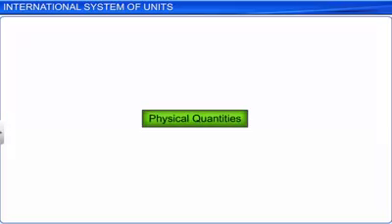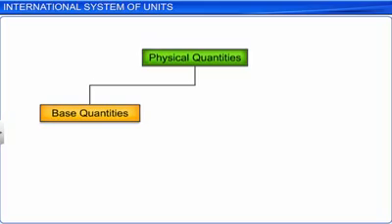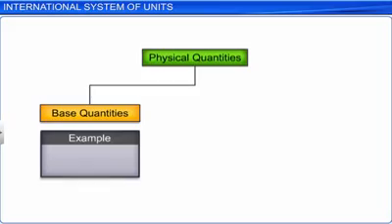Most physical quantities are expressed in terms of some base quantities. These base quantities are referred to as fundamental quantities. For example, distance, which is a measure of length, is a fundamental quantity. It's the same with time.